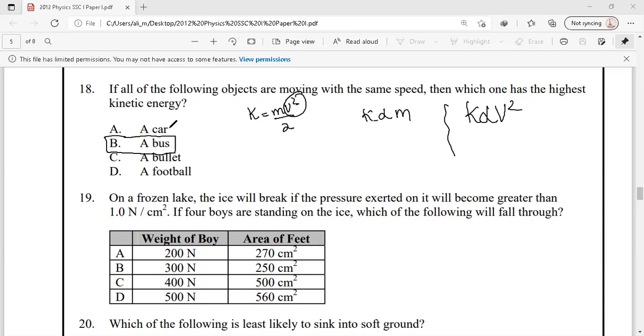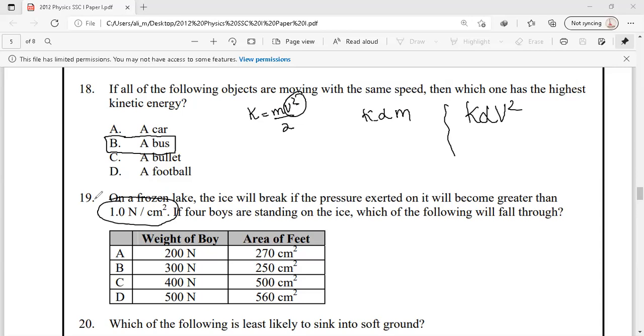In question number 19, on a frozen lake, ice will break if the pressure exerted on it becomes greater than 1 newton per centimeter square. So this is the maximum pressure that a layer of ice can bear. A pressure greater than this would break the ice. If four boys are standing on the ice, which of the following will fall through? Which of the following options will break the ice?